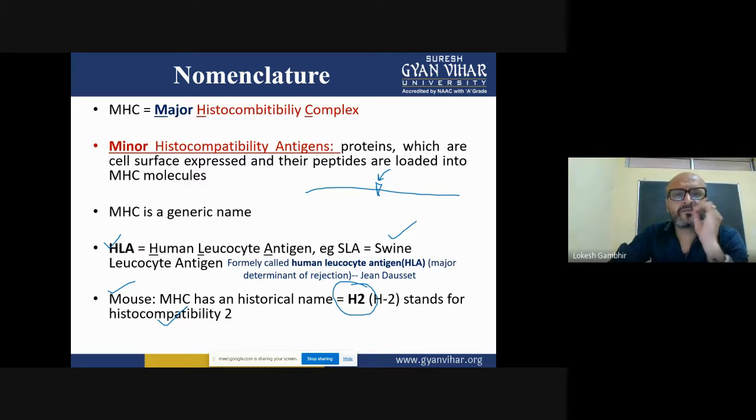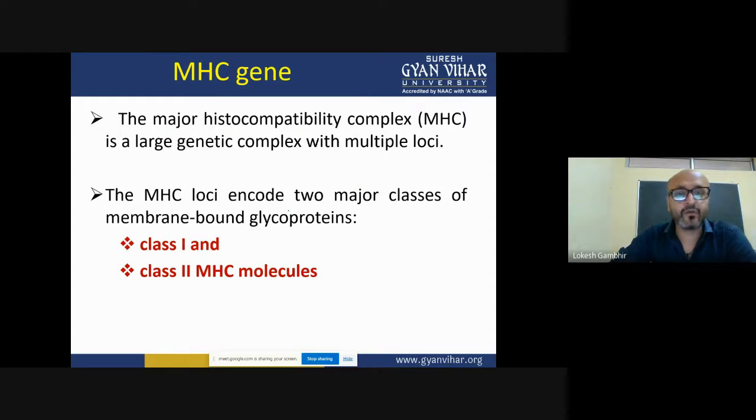Multiple times the question comes up: what is the region, what is the common name, what is the general name of the complex that we are talking about, MHC? In humans, it is human leukocyte antigen. In mouse, it is called H2, that is histocompatibility 2 complex. So this is the thing that you should be able to understand clearly.